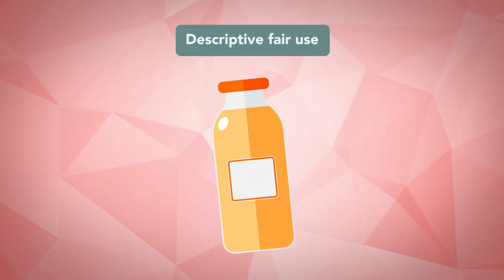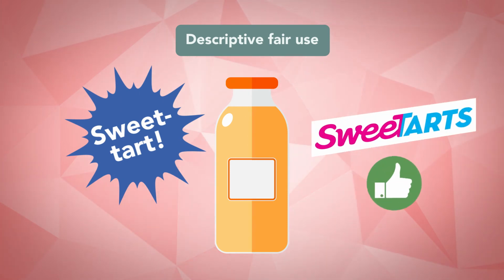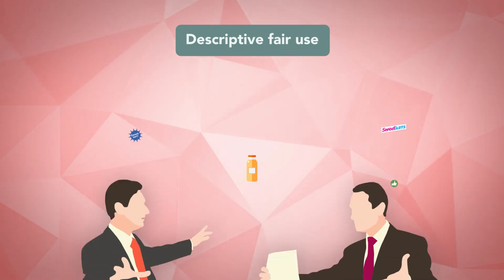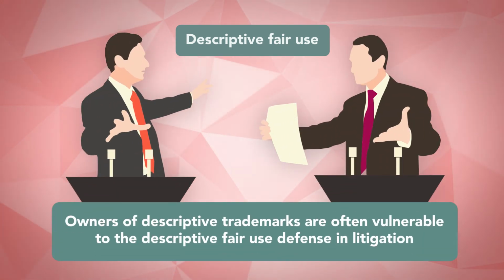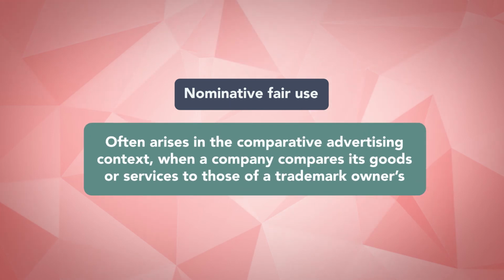As another example, the use of the word sweet tart to describe the flavor of a juice drink is fair use and not an infringement of the Sweet Tarts candy trademark. As you can see, owners of descriptive trademarks are often vulnerable to the descriptive fair use defense in litigation. Nominative fair use often arises in the comparative advertising context when a company compares its goods or services to those of a trademark owner's.